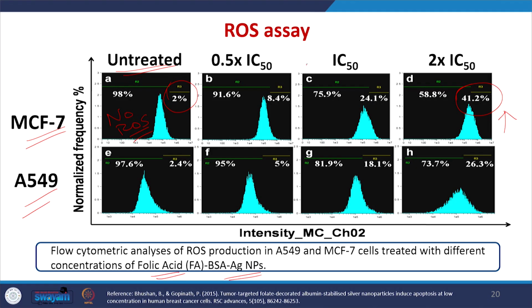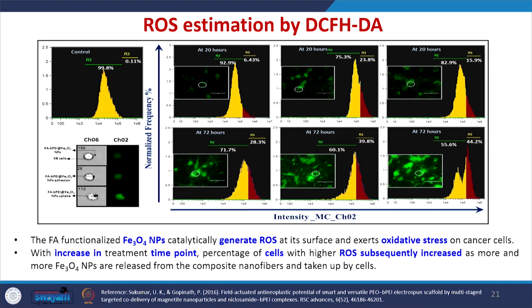And as I already told you in one of the lectures, that is IC50. IC50 means the concentration required to inhibit 50% of the growth of cells. And when you use the 0.5 IC50, you can see the percentage of the fluorescence is less, and at IC50 you are getting approximately around 24%. And when you are using double the concentration of IC50, you can see that the fluorescence intensity is also high. That means the ROS production is very high here. And from this picture you can clearly understand, we can also do the time dependent study.